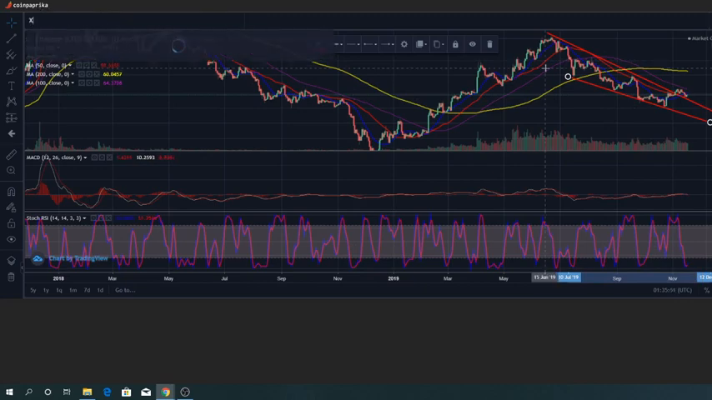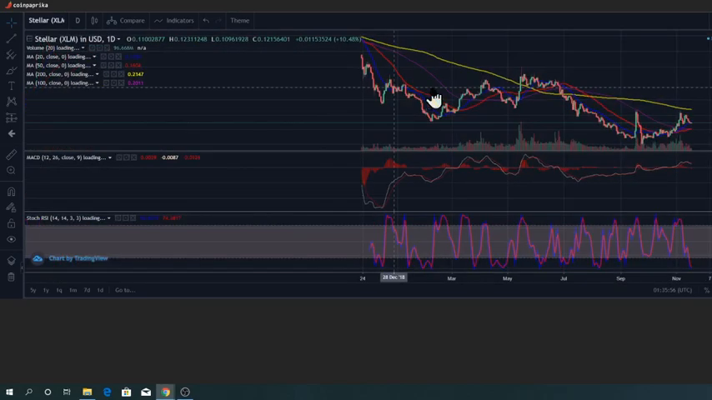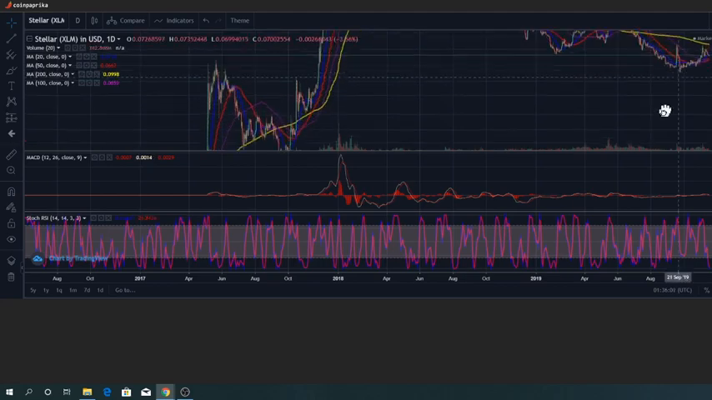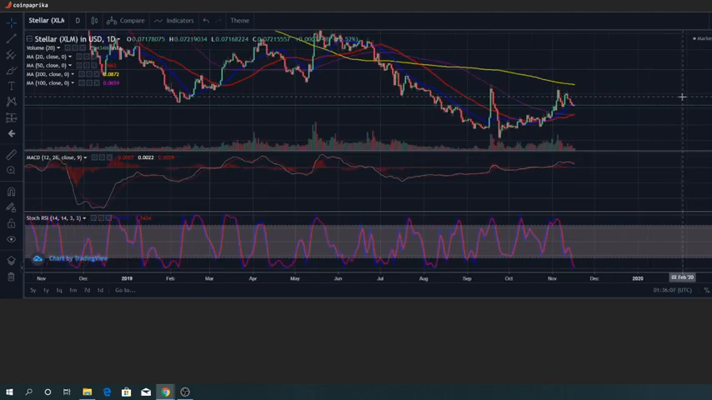Now looking at XLM to USD, we'll see that it's also moving a bit similar to that of XRP, but when I say similar, there is a bit of difference, right? In the longer time frame, it looks more or less the same way.